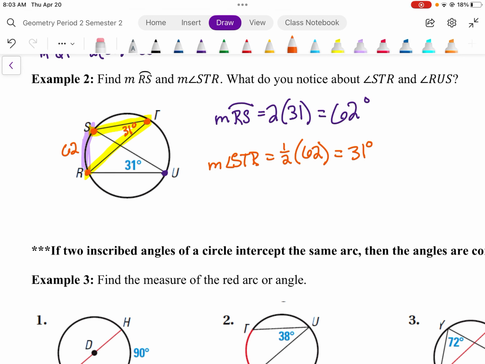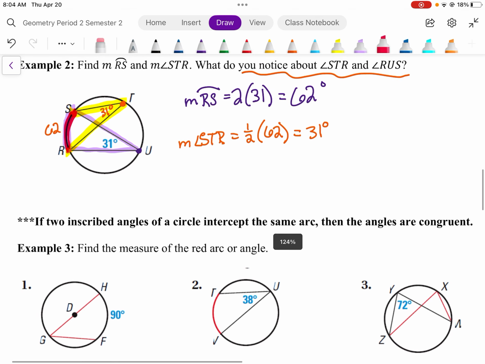And they wanted us to see what we notice about angle STR and angle RUS. And RUS is this one over here. Those two are congruent angles. And the reason that they're congruent is because they cut off or intercept the exact same arc in the circle.